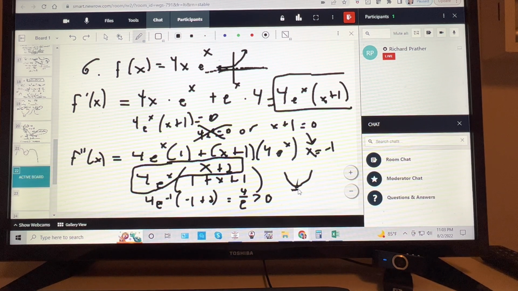That's a flat point on the original graph. See, the original graph has a flat point at -1, and it's concave up there. That is a local minimum. So there's a local minimum at x equals -1.